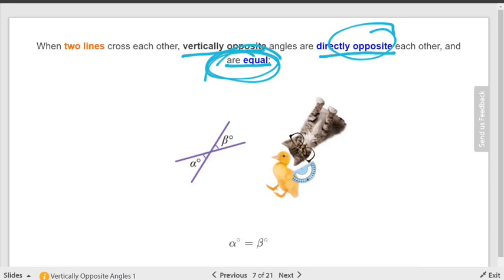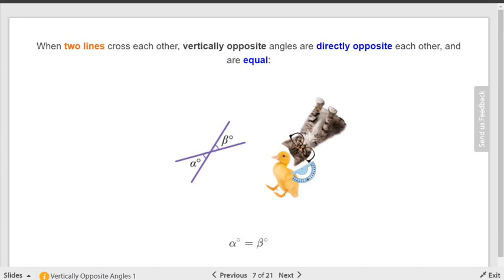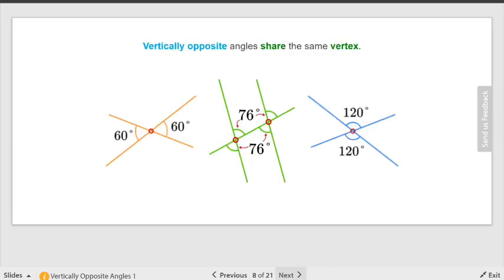So vertically opposite and directly opposite angles are equal. Vertical angles are directly opposite, and they are always equal. We wrote that a moment ago. Okay? But you can write it down again if you want to. And so you see, down here they've written alpha degrees is equal to beta degrees. Okay? Always the same. What is directly straight across. Right? Directly opposite. So straight across. Okay? All right. Here we go.